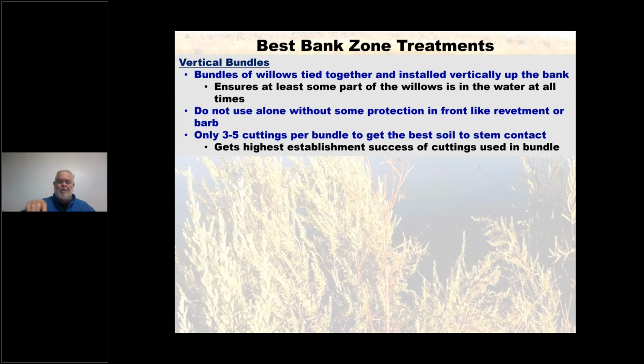The whole center part is not going to get soil to stem contact, so the center part will very rarely grow. It'll only be the outside layer that gets in some of that sediment to give us that soil to stem contact. So my recommendation is 3 to 5 cuttings. That's usually just about the right size. And if it's a little bit bigger diameter, 3 is fine. If it's a little smaller, then I tend to go with 5. You'll get a higher establishment rate by using fewer cuttings in that.